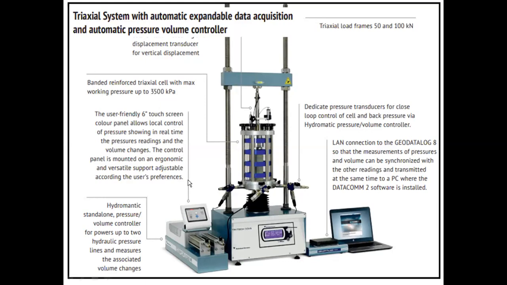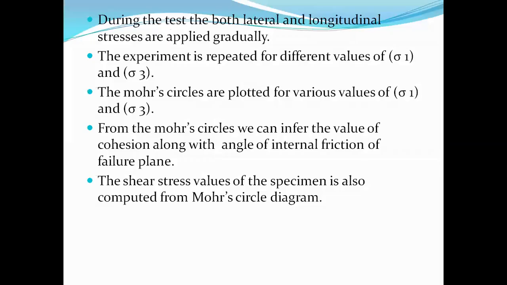So this diagram basically represents the triaxial system with automatic data acquisition and automatic pressure and volume controller. I have incorporated this just to give an idea of the developments that are going on in the outside world. It is just to have an idea.